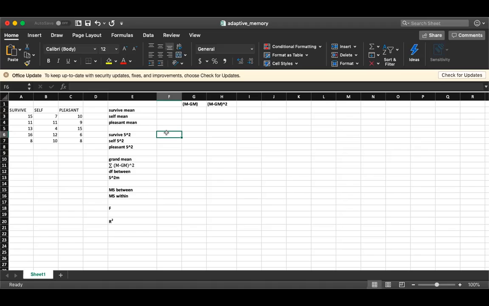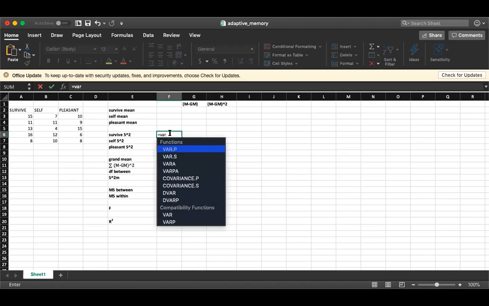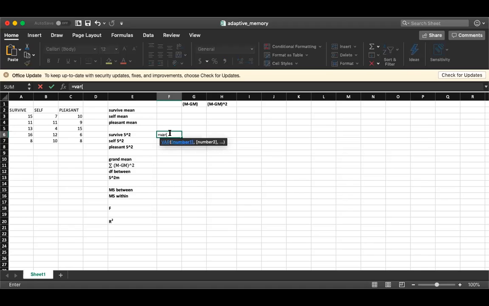But to calculate this within group estimate of population variance, we need to start by calculating the estimate of population variance for each of these three groups. And again, remember we could use this equals VAR function. So that would be equals VAR, A3 through A7. And there it is, as simple as that. No need to calculate sum of squares and divide by degrees of freedom.